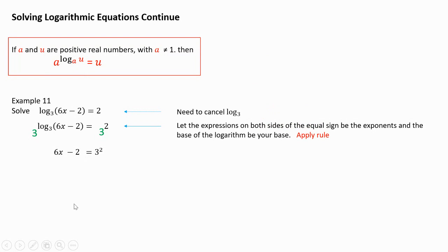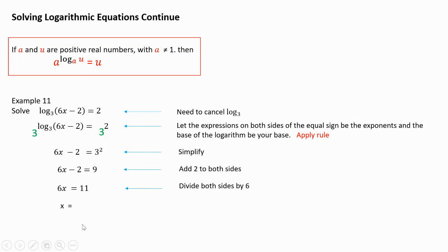Now all we do is just basic algebra, solving one variable equations. So we're going to add 2 to both sides. 9 plus 2 is 11. Then we divide by 6. This is equal to 11 over 6.